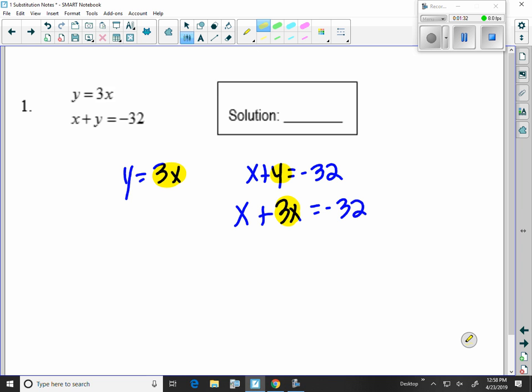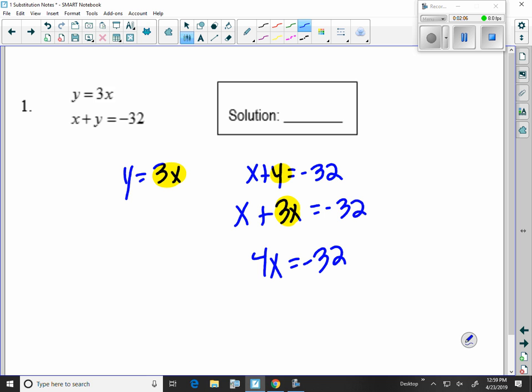So what I did is I just replaced y with the 3x, because what's the word that represents the equal sign? What word goes with the equal sign? Anybody remember? Equivalent. Is. y is 3x. So anywhere you see y, you can plug in 3x. Okay. Now, can we simplify this? Yes. 4x equals negative 32.